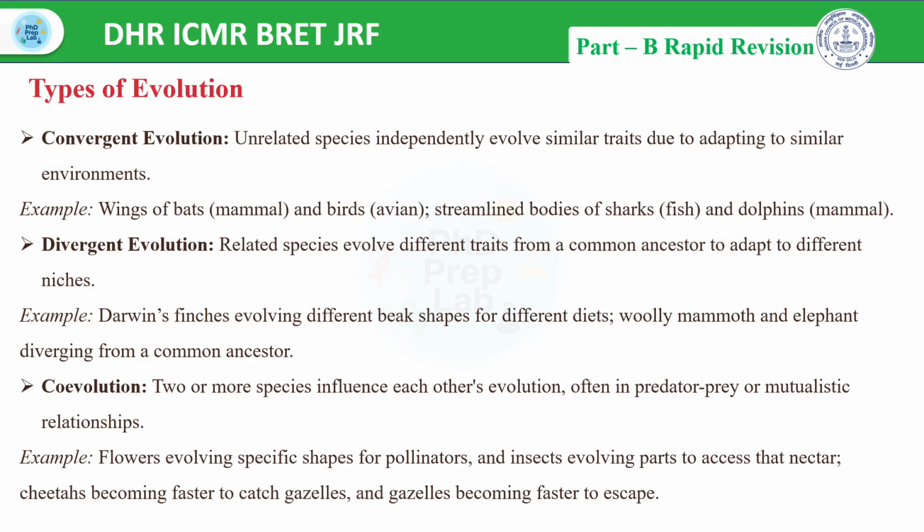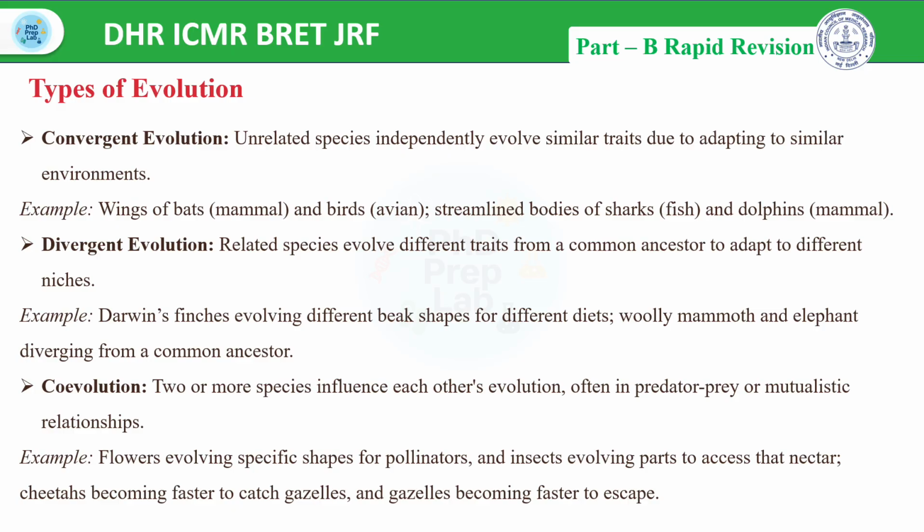Now, there are certain types of evolution which are very important. In convergent evolution, we see that unrelated species independently evolve similar traits due to adapting to similar environments. Examples are also very important: the wings of bats and birds, the streamlined body of sharks and dolphins. They are unrelated, but they have similar functions. Like the wings of bats and birds, they both are used to fly.